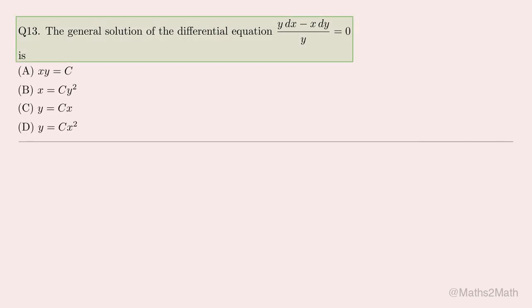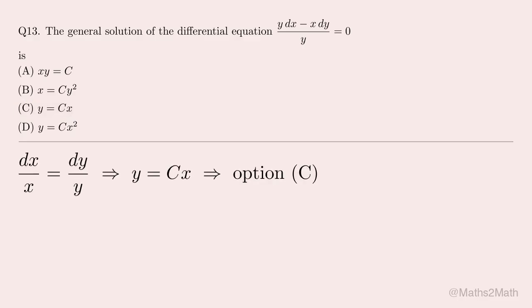Question 13, multiple choice. Clear the fraction and separate. Log x equals log y up to a constant. Y dx equals x dy separates to dx over x equals dy over y, the family of lines through the origin. Option C.